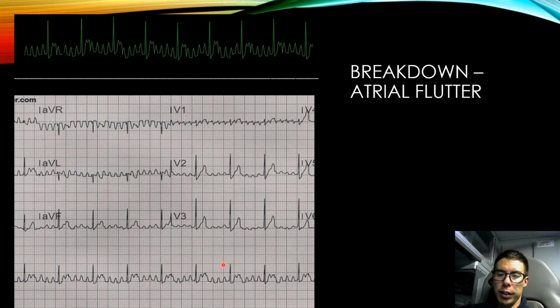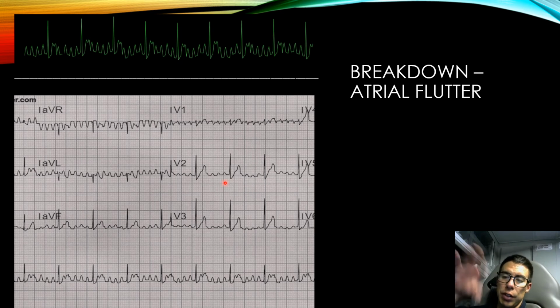Are they monomorphic? If we look down at this lead on the bottom, and really any of them, they all look the same. So yes, monomorphic, so that means they're coming from the same pacemaker or the same general area of the atria.